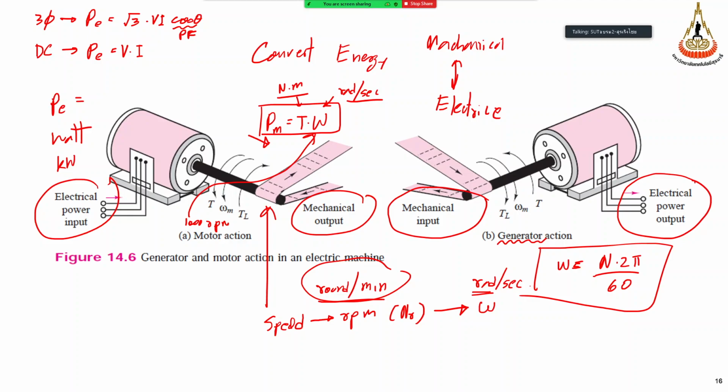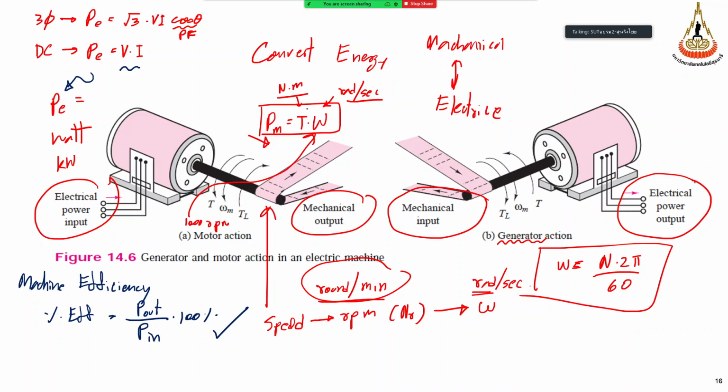Okay, so far we have come to this knowledge. Do you have any idea about the efficiency of the machine? Machine efficiency will be power output divided by power input, times 100%, right? This is the efficiency of the machine. For a motor, this will be mechanical power divided by electrical power. If we know the current and voltage, we can calculate electric power. And if we know the torque and the speed, we can calculate the mechanical power. Then we can compute the efficiency of this motor, right?